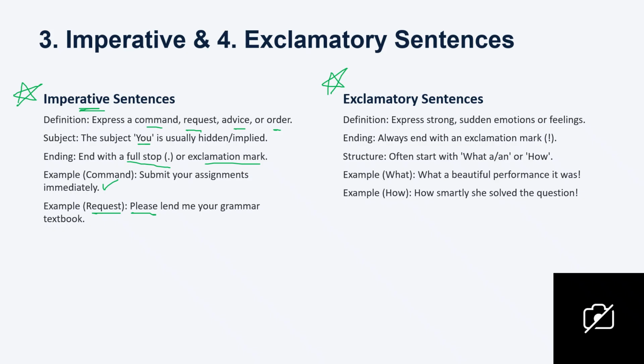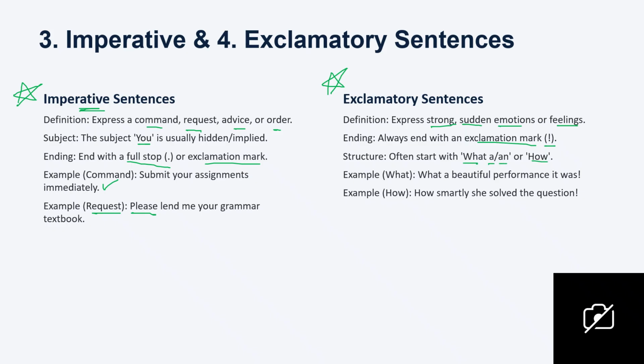Exclamatory sentences, by definition, express strong, sudden emotions or feelings. So basically, when any kind of emotion is being expressed in a sentence, that will be considered an exclamatory sentence, and it will always end with an exclamation mark. It will often start with what, a, an, or how.